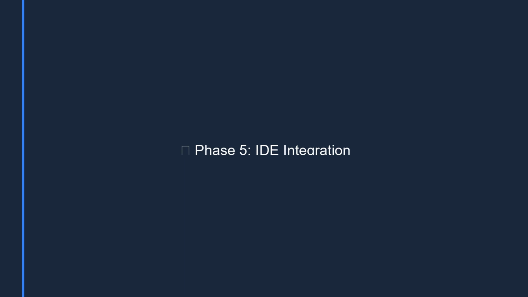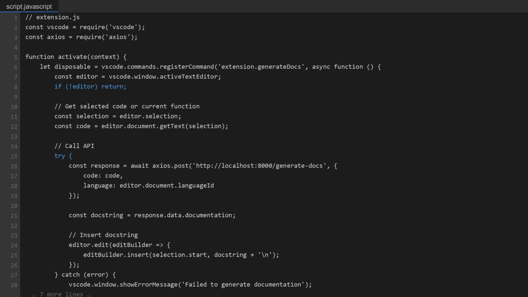Phase 5, IDE Integration. Yes, this is where the fine-tuned model becomes a tool developers actually use. The VS Code extension registers a command called extension.generateDocs. When triggered, it grabs either the selected text or the current function, then makes an HTTP POST request to a local inference server running on port 8000. The same model you just trained, now served as an API.